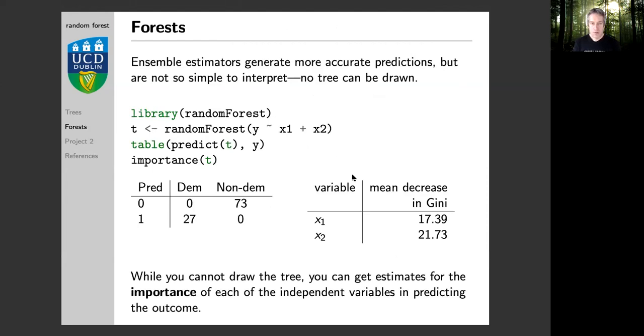So the implementation in R is relatively straightforward. So we open the library random forest. We can save the random forest. We have a dependent variable y. We have independent variables x1 and x2. We can save the output of this estimation under any name, for example, t. We can use the predict function to get a classification for each observation.